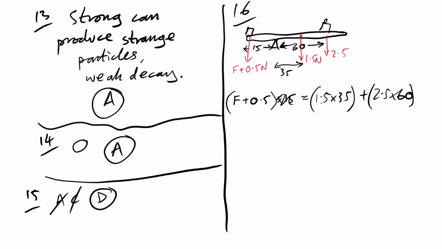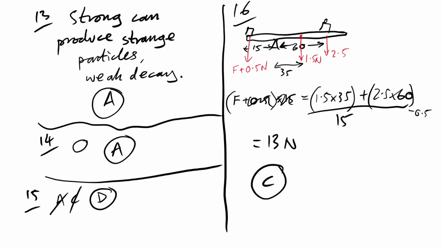And let's sort this out all in one go. I can divide that by 15 on the other side, and then I can just take away 0.5 right to the end to be left with my force. And that leaves me with 13 newtons. So therefore the answer has to be C. A lot of work for 1 mark there. Good grief.